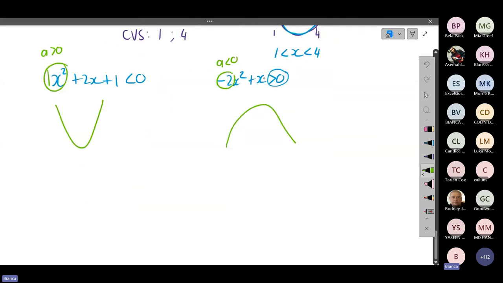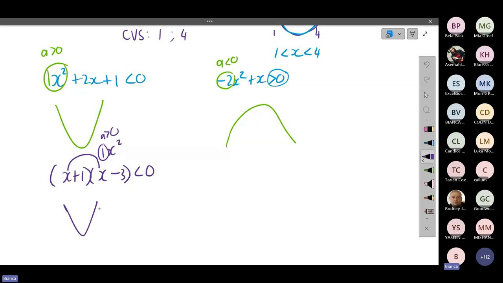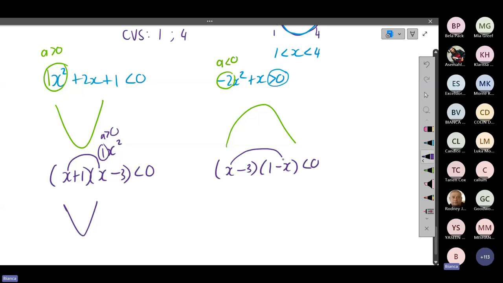Sometimes, however, like the example we just did, it doesn't look like this. It's in factorized form. If that happens, so let's say it's like this, x plus 1, x minus 3. When you look at it like this, you can't see if the graph is concave up or concave down. But if you multiply it out, what is this times this? x squared. And this is a positive number, so that would be happy. If it was something like x minus 3 and 1 minus x, if you multiply the x's, that's what's going to give you the parabola. That times that is negative x squared. In this case, a is negative, so it's concave down, a sad parabola.